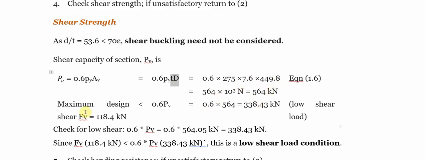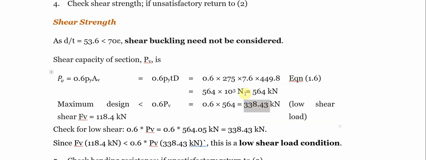Now, our maximum design shear should be less than 0.6 PV. So 0.6 PV is this. If this condition is satisfied, that means it's under low shear. This is the one we want to check against.